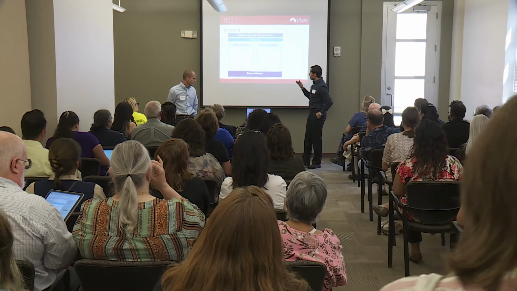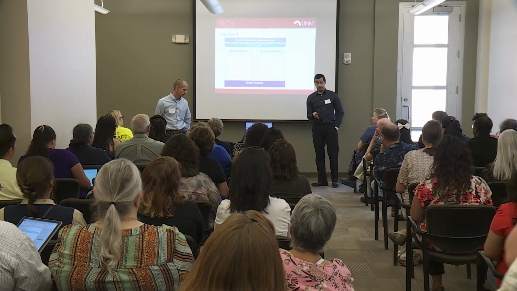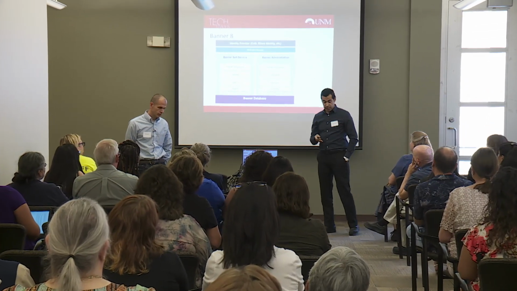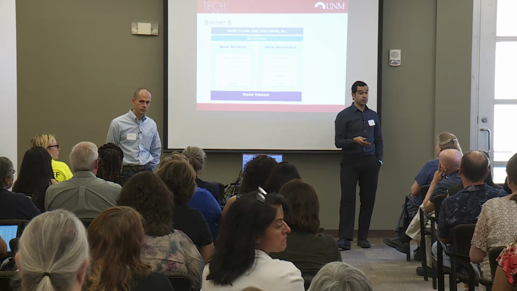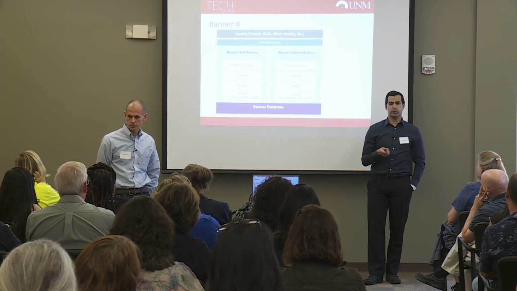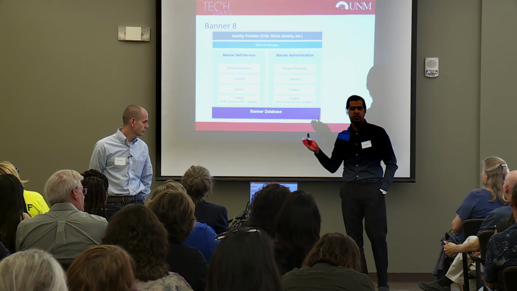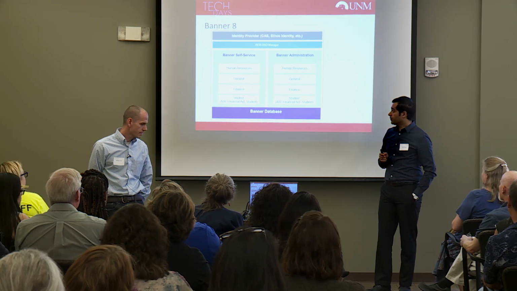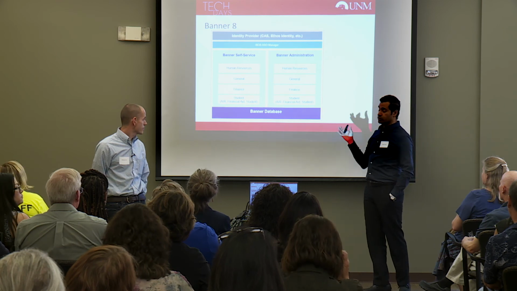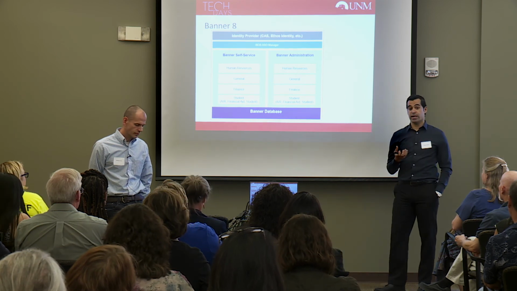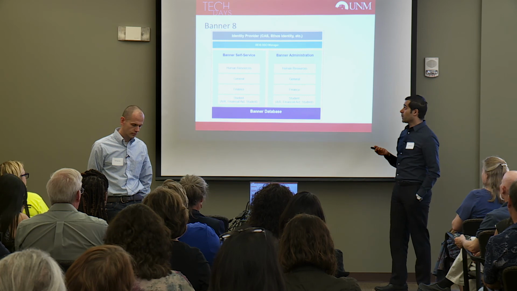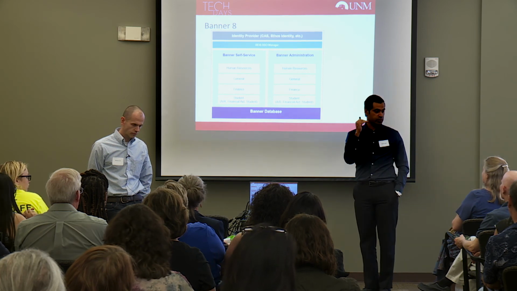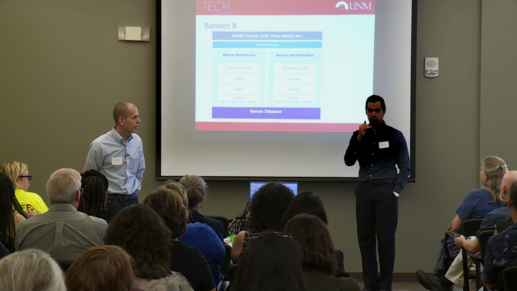So I want to give you an idea of what we have right now. Banner is the enterprise system that we use, provided by the vendor. Ellucian is the vendor. They used to be called SunGard a long time ago. Now they changed it to Ellucian. And we have an architecture design of how we are using Banner right now. Basically, this is a high-level view of how we are using Banner right now, which is Banner 8.